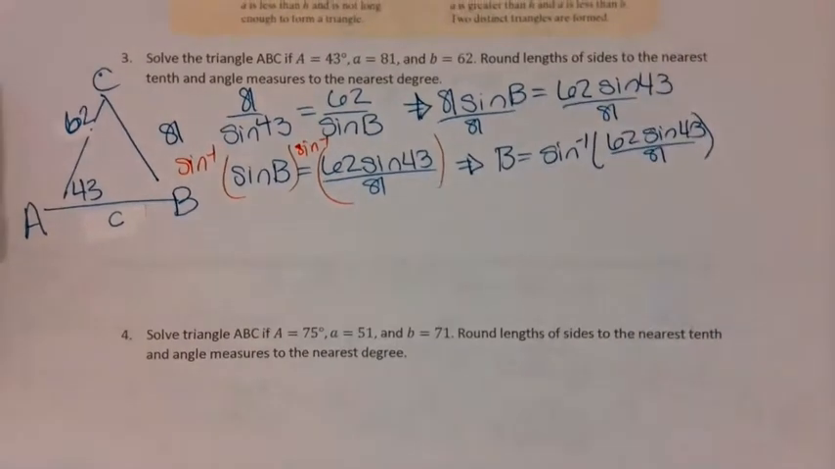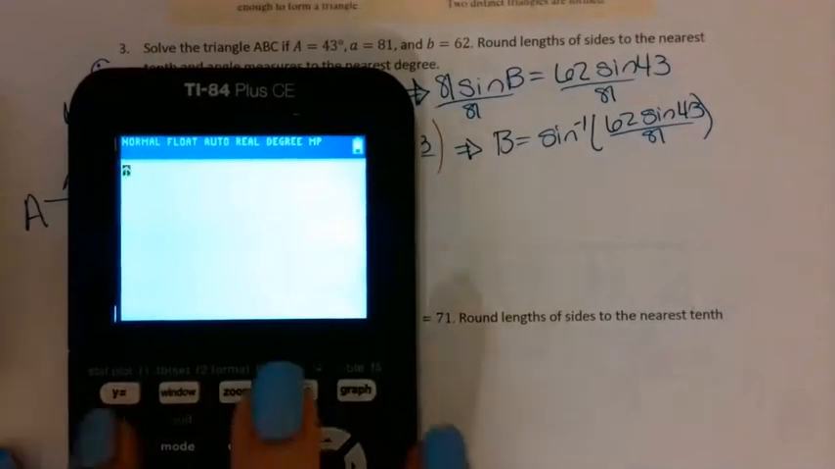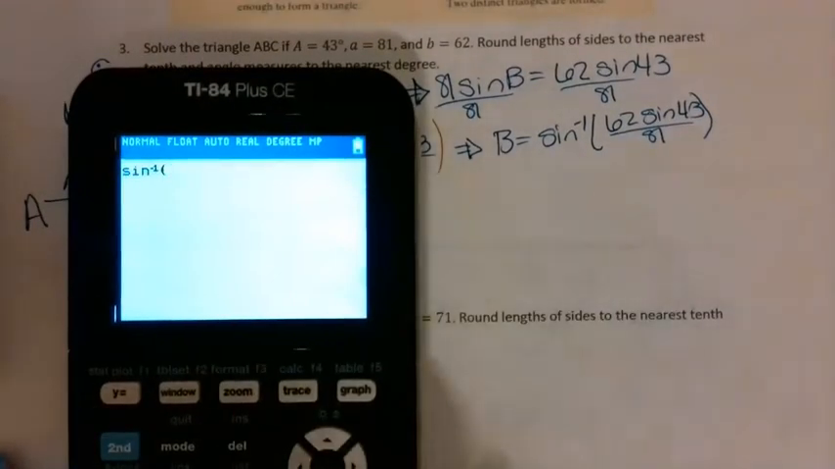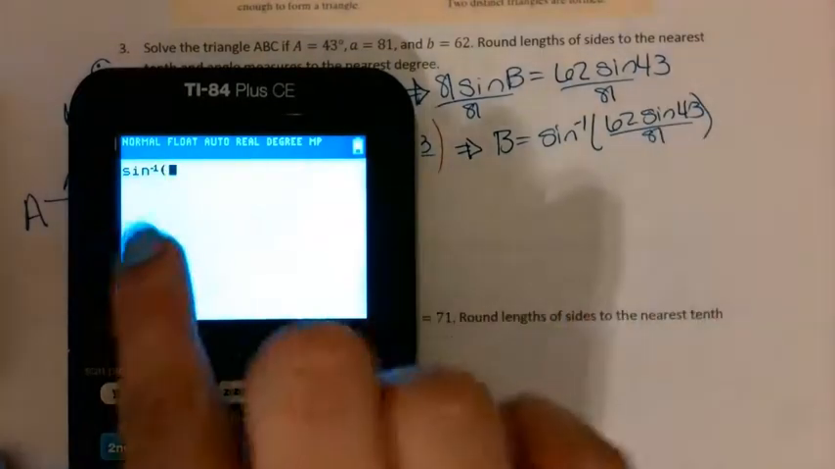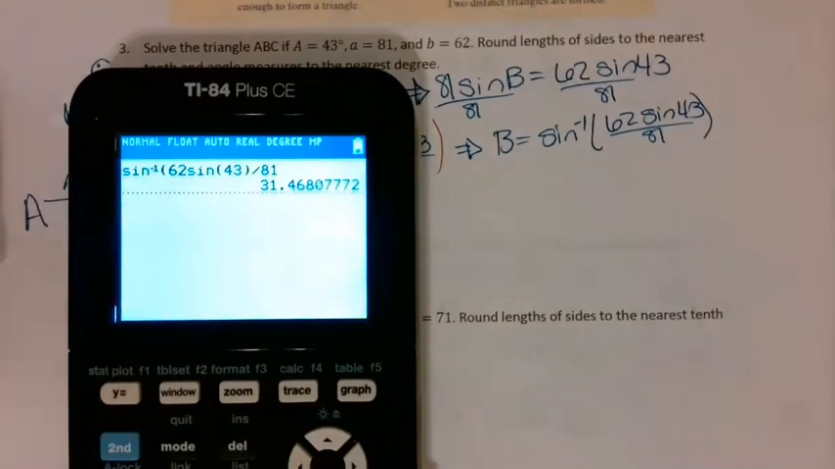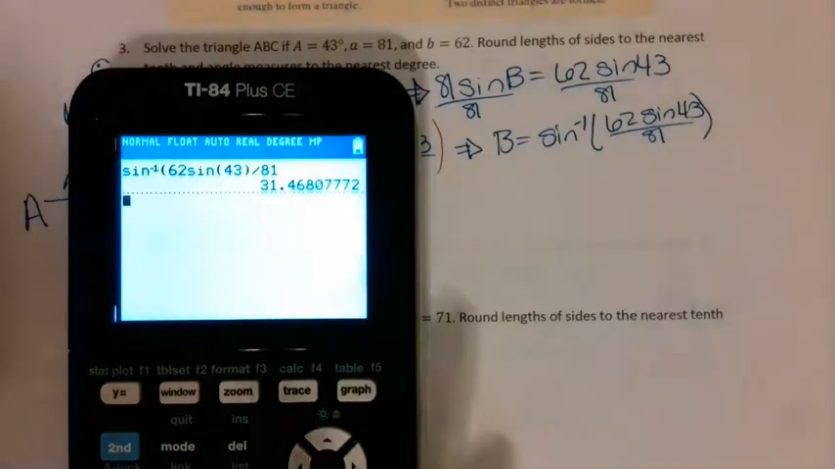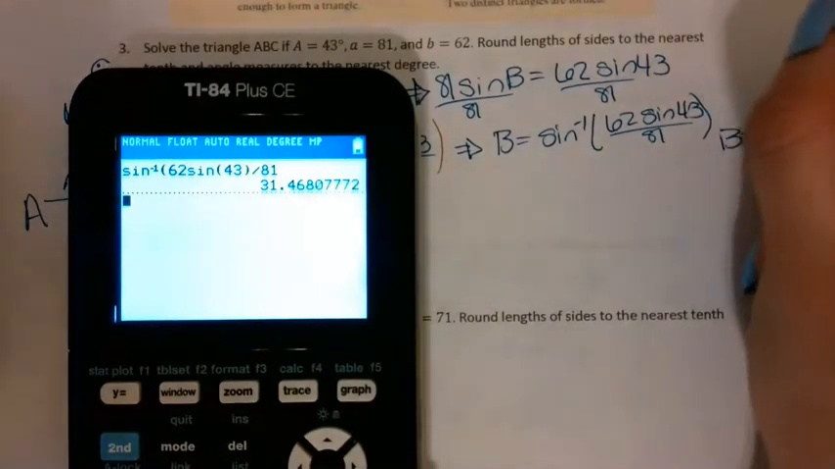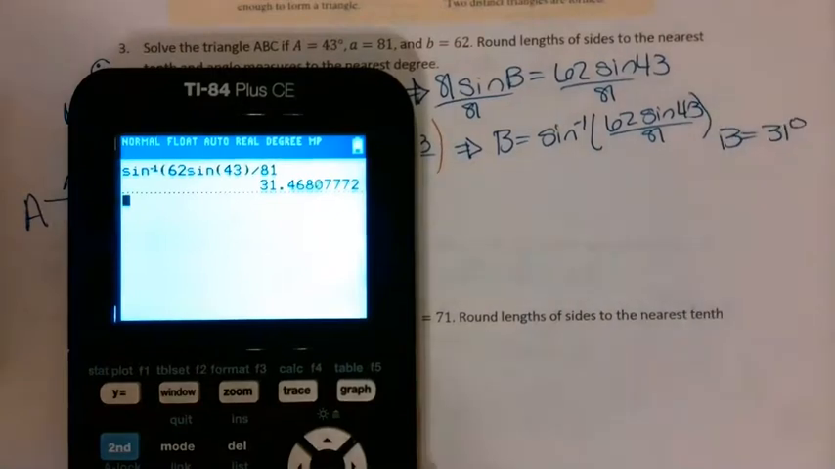Then I want to type that into the calculator. Remember to type this in the calculator. You go second and then press sine. And then I'm going to type this whole thing in and make sure it stays in my first set of parentheses. So I'm going to do 62 sine 43, close parentheses, divide by 81. And this gives me 31.46. This one wanted me to round angles to the nearest degree. So I am going to have B equals 31 degrees.